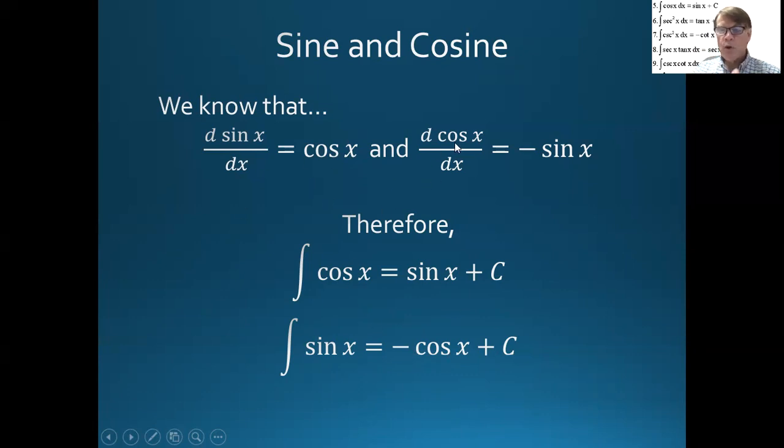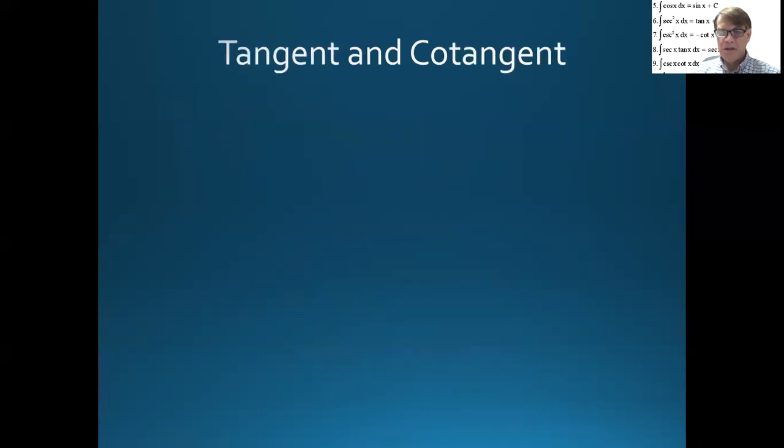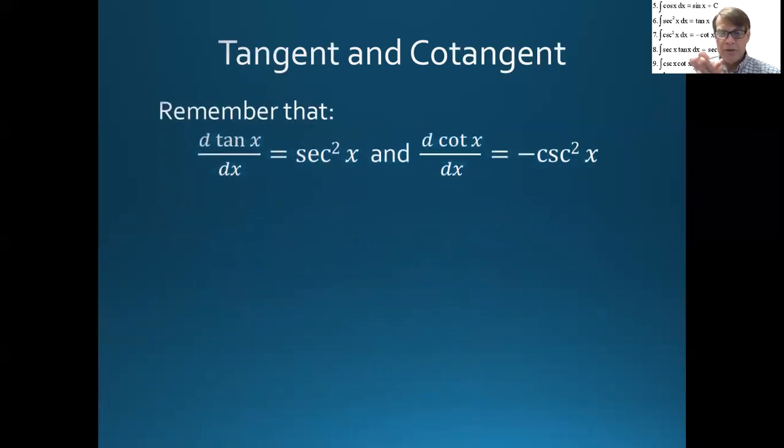The derivative of the cosine of x is the negative sine of x. So if we're doing the integral of the sine of x, it's going to be the negative cosine of x plus a constant. Again, not too difficult things to take up your brain space. What about tangent and cotangent? Now it's going to get a little bit more complicated.